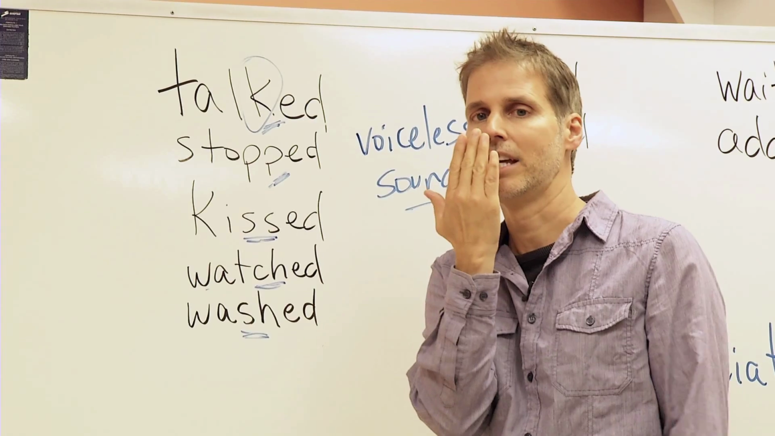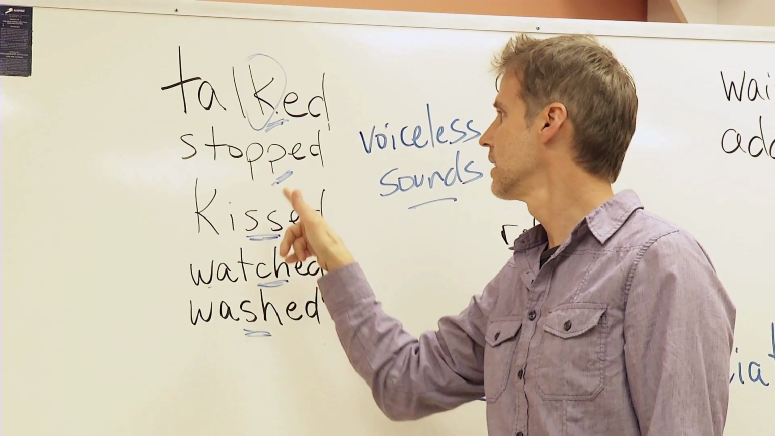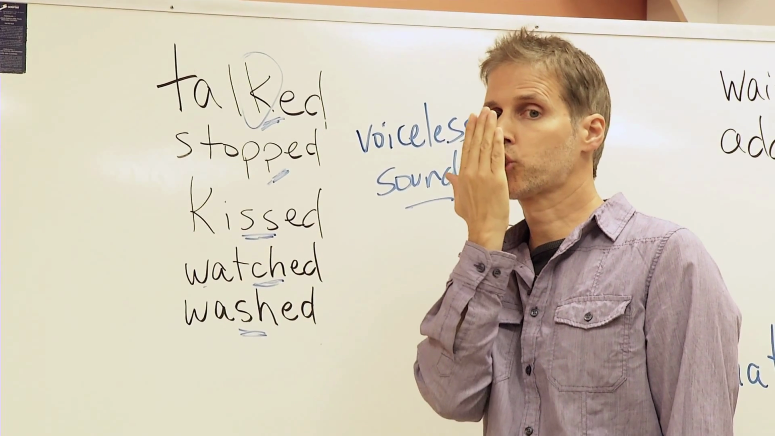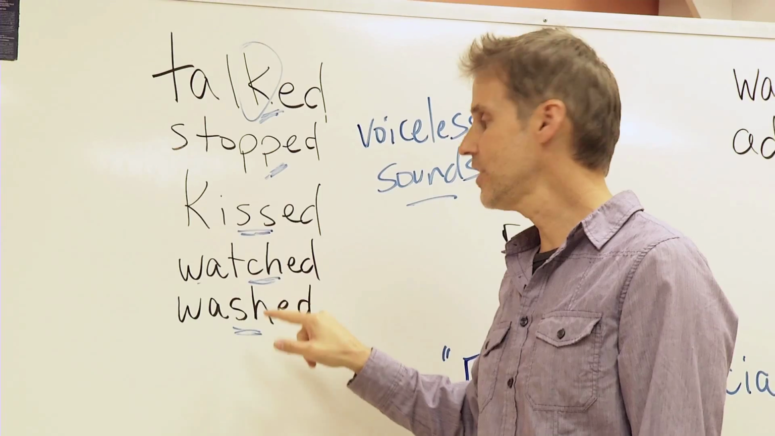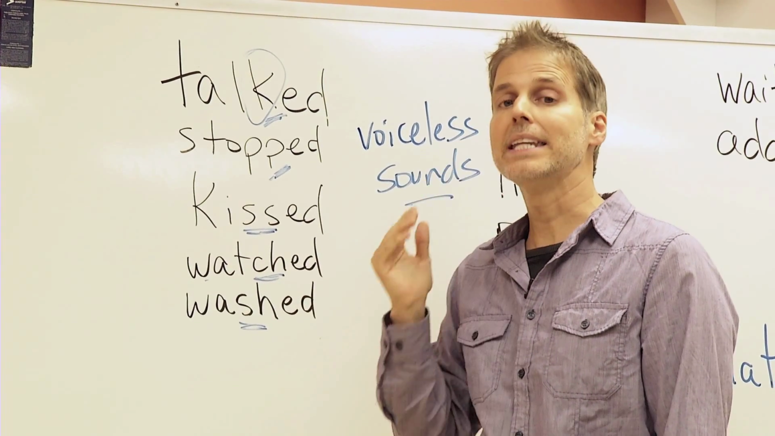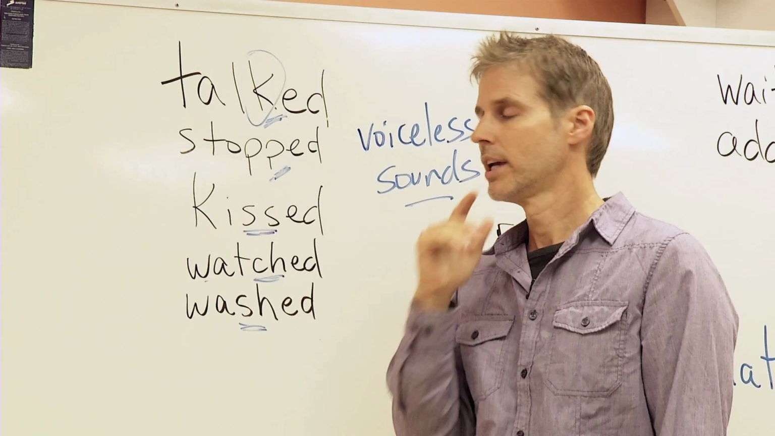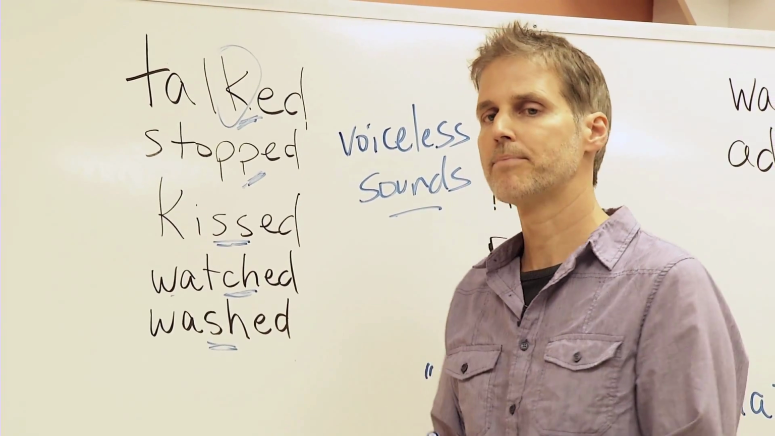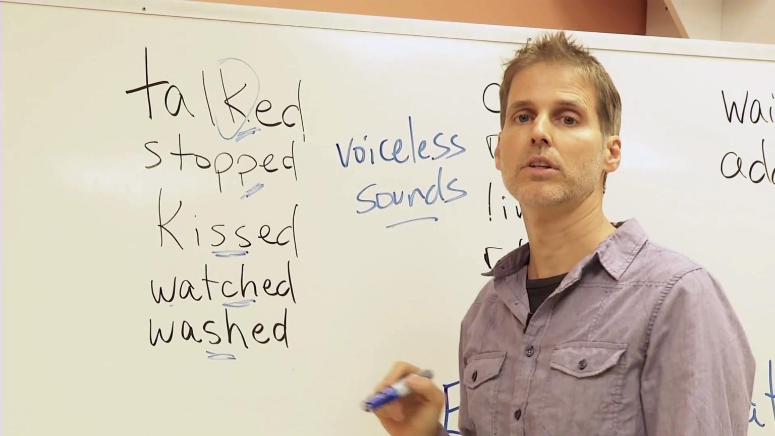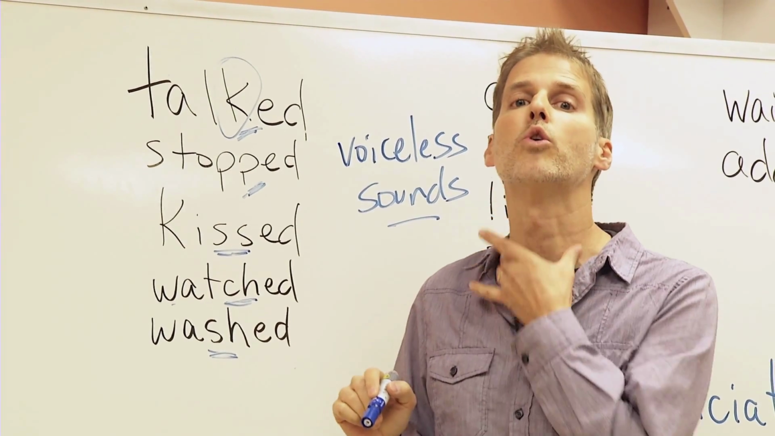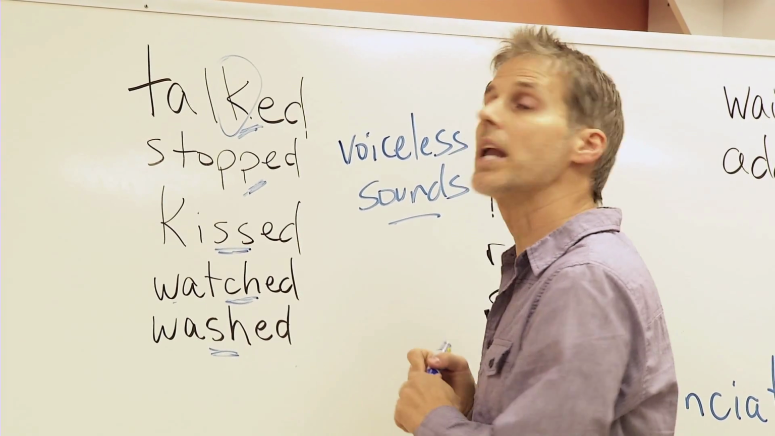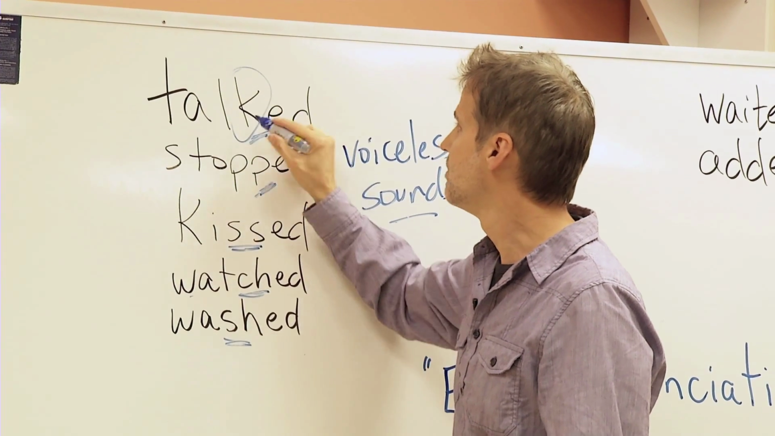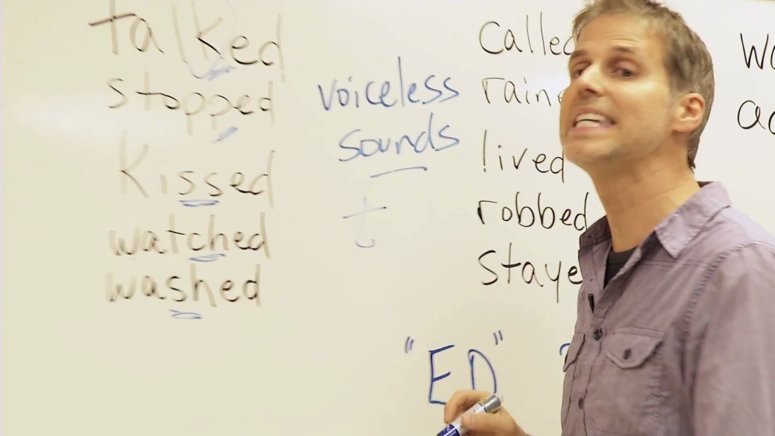So the first one is K. K, K. Next, P. P, P. S. S. CH. Ch, ch. And SH. Sh, sh. And what you feel is air. That means the sound is coming from your mouth. And if it is, it's a voiceless sound. You don't need to use your voice, your vocal cords, to make that sound. So automatically, if you're using voiceless sounds before the ED, you're going to pronounce it like a T.